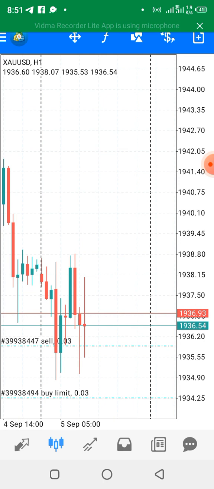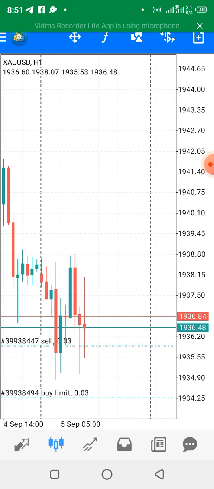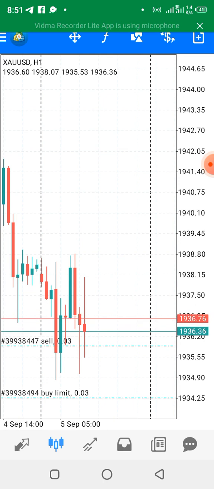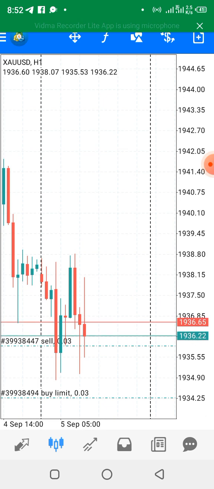Remember, buy limit is just like buying, but you're not buying at the current market price. Now sell limit is the same thing. It's just the opposite of buy limit. You are selling, but you're not selling at the current market price. So what happens in sell limit?